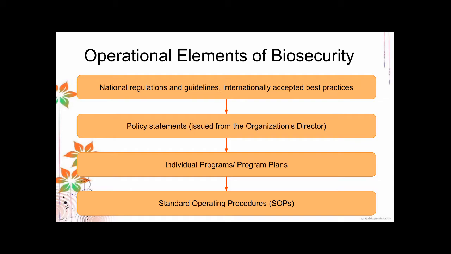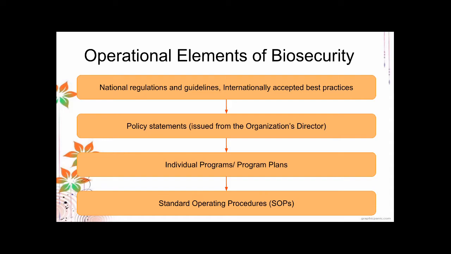Now for the operational element of biosecurity, we have here the hierarchy of administrative controls. So mostly the operational elements discuss the operating procedures, the administration, what those administrations should implement, and the policies that should be implemented. So this is the hierarchy.